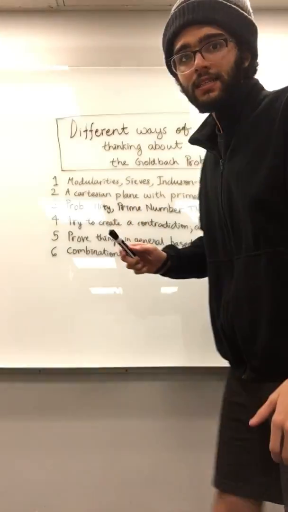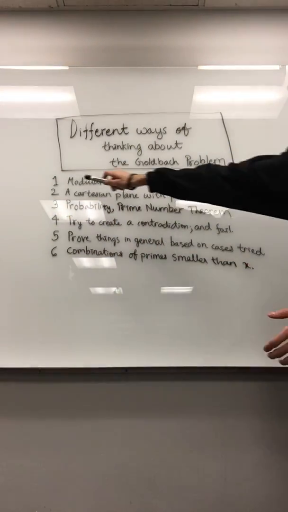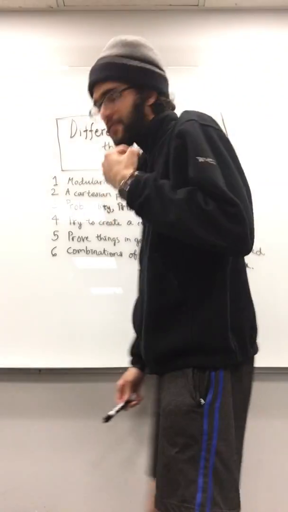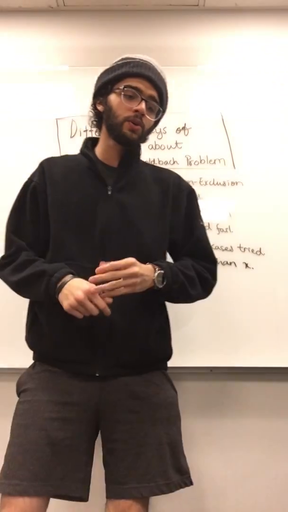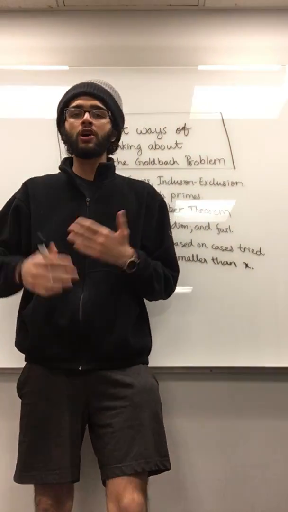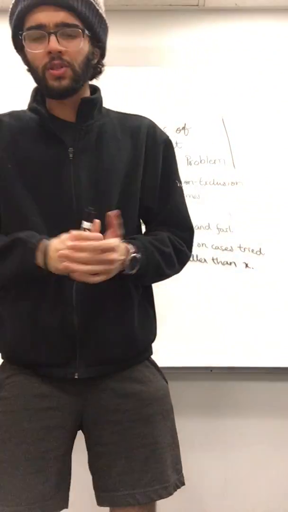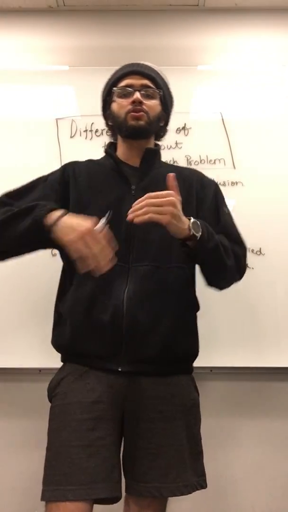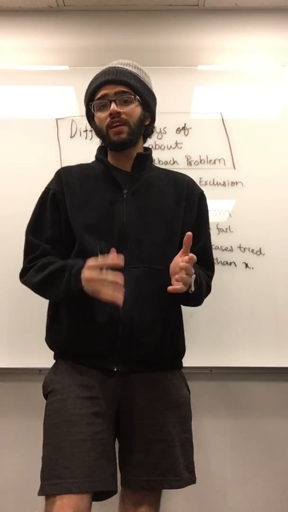So the first strategy that could be used is modularity, sieves, inclusion and exclusion. That's one of the most famous techniques in these kinds of problems. What you do is the process of sieving. You look at different modular classes and you do some inclusion and exclusion. You say that there should not be overlapping, so you remove some numbers, you add some numbers. It's more like the sieve of Eratosthenes, you see.